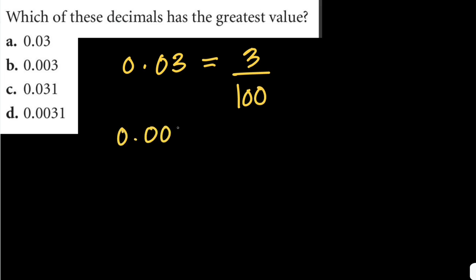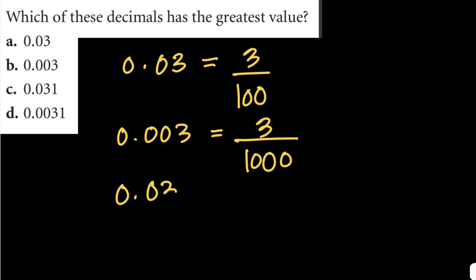Which of these decimals has the greatest value? All right, so let's take a look at the choices here. The first one is 0.03. So it has 2 decimal places. Then we can write this as 3 over 100. Then we have 0.003. Then we can write this as 3 over 1000. Because 3 here is in the thousandths place.